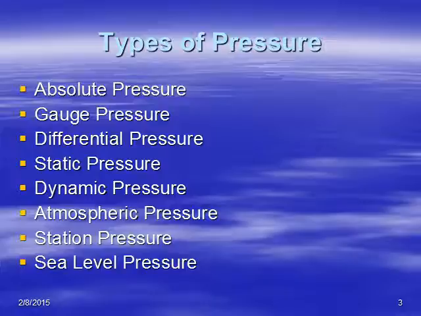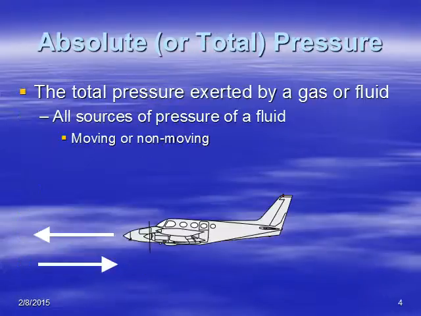The first one we're going to look at is absolute pressure, but you can see that there are a lot of different types of pressure. Absolute pressure, also known as total pressure, is the pressure that's exerted by the gas, whether you're moving through a fluid and there's pressure as a result of that motion, or if your barometer or pressure sensing device is static, it's not moving at all.